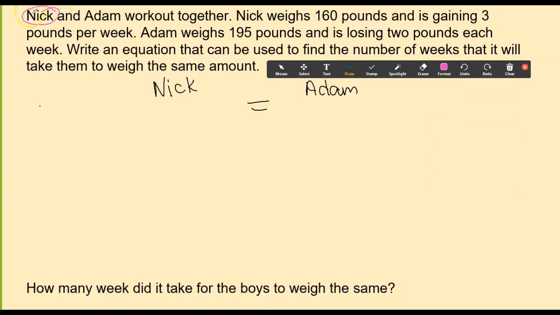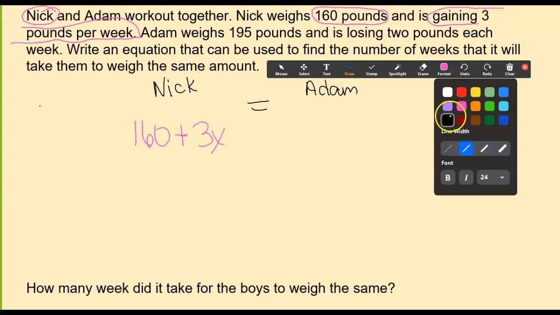So if I have Nick, what do we know about Nick? How much does he weigh? He weighs 160 pounds. So I know he's starting out at 160 pounds. And he's gaining 3 pounds per week. So if you're gaining weight, are you adding weight or are you taking weight away? Adding, so I've got to add 3 pounds per week. Do I know how many weeks he's counting? No, so that would be my variable. So how could I show 3 pounds per week? 3x. Perfect. So 160 plus 3x.